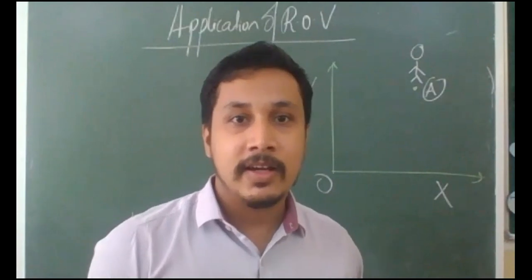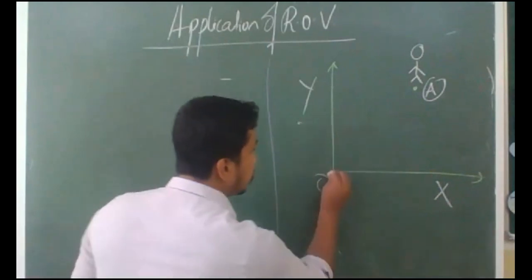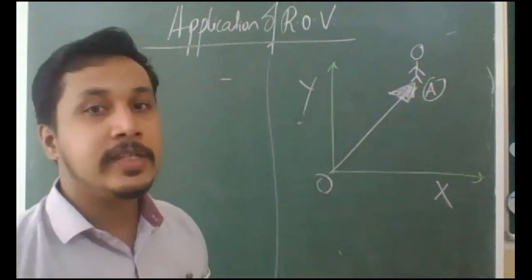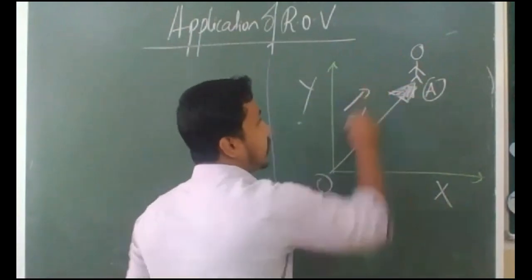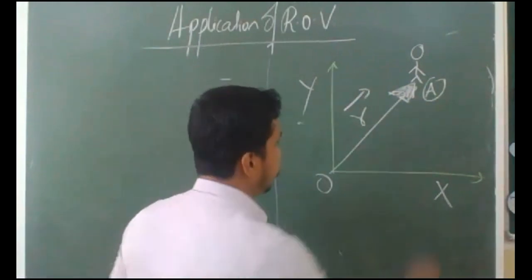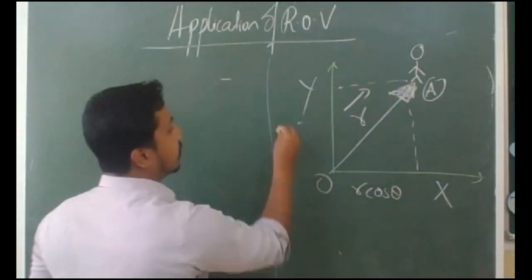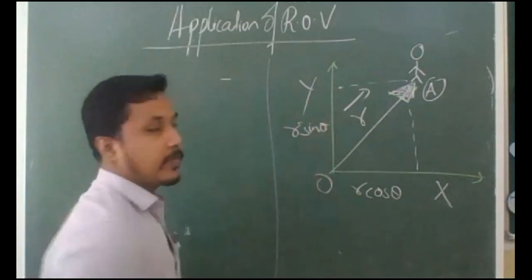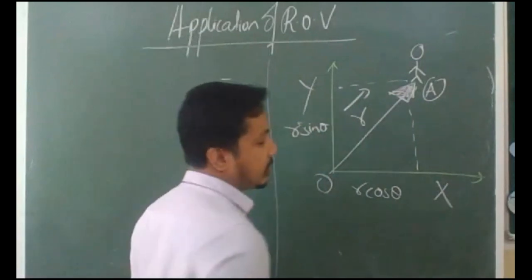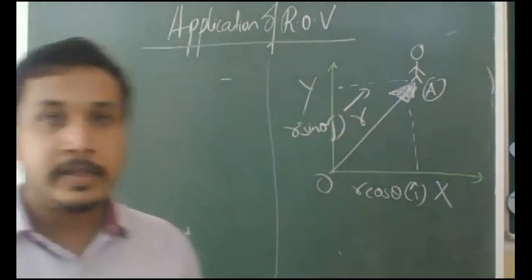Okay, so for the position, we will be using position vector. This is my position vector. Now for resolving it, I will be drawing a dotted line on the x-axis and y-axis. So this will be my r cos theta, and this will be my r sin theta. One more thing remaining is the direction part of cos theta and sin theta, this i cap and j cap.